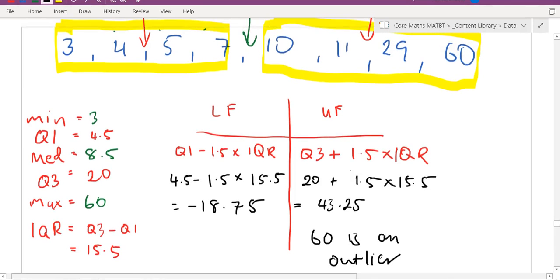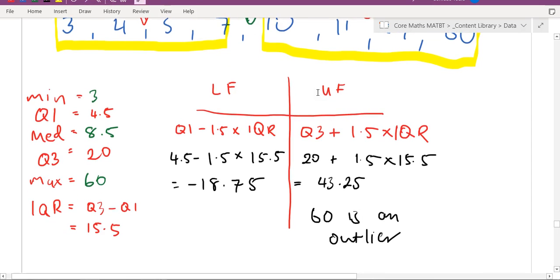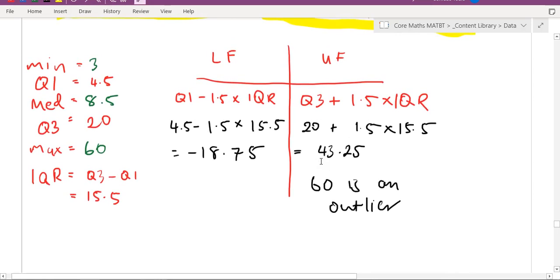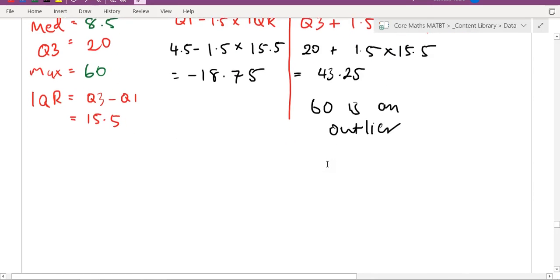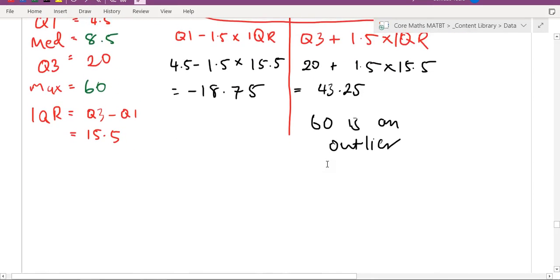So anything above or below the upper and lower fence is going to be your outliers. Okay, I'm just going to fix this. Okay, so LF means lower fence, UF means upper fence. You want to make sure you split it like that, just so you have space to actually write all this properly. Now the last bit is to make the box plot.